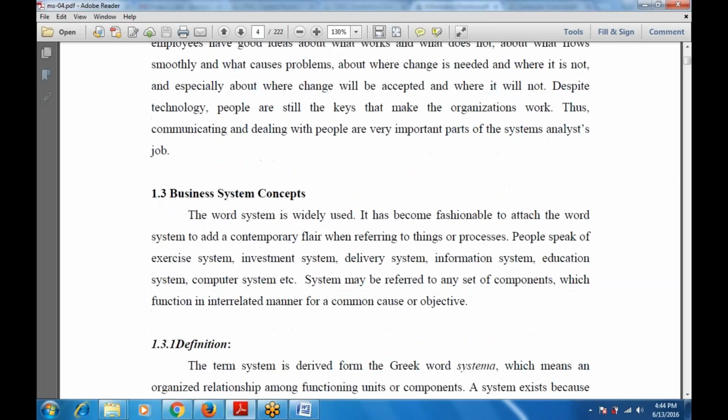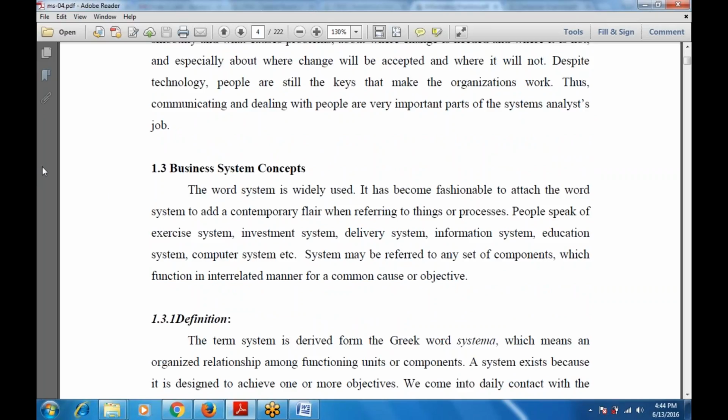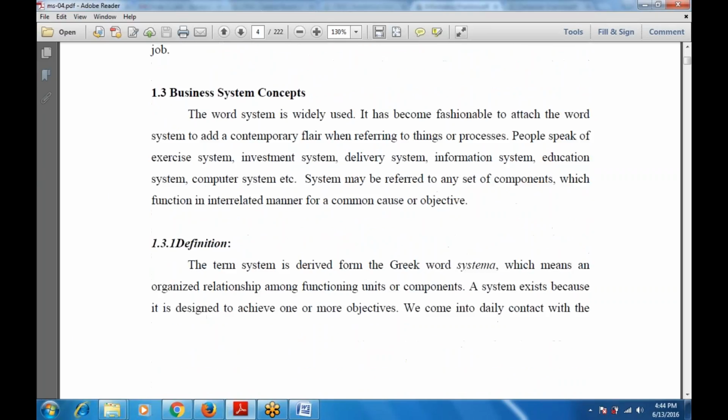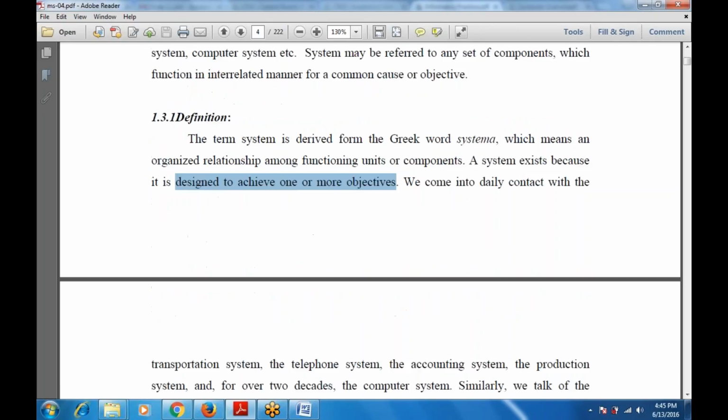Next part is the business system concepts. What are the various concepts? First is the definition of the system. Whenever we are grouping multiple interdependent components, that is known as a system. So a system is defined as an organized relationship among functioning components of the unit. And a system exists because it is designed to achieve one or more objectives.